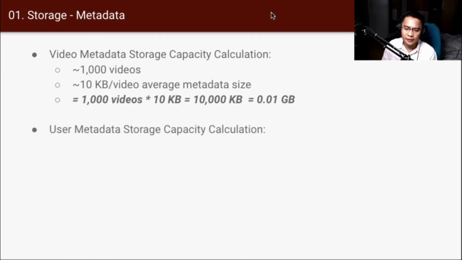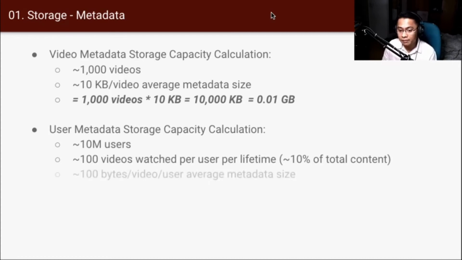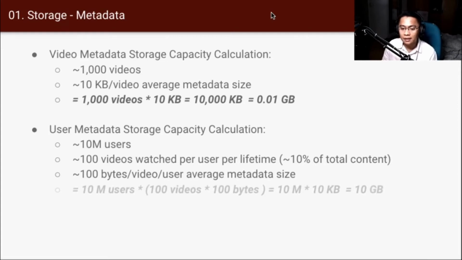Next is user metadata. So we have 10 million users, and we have 100 videos watched per user per lifetime. And let's assume we need 10 bytes for metadata size. So we need 10 gigabytes of space to store all this metadata.